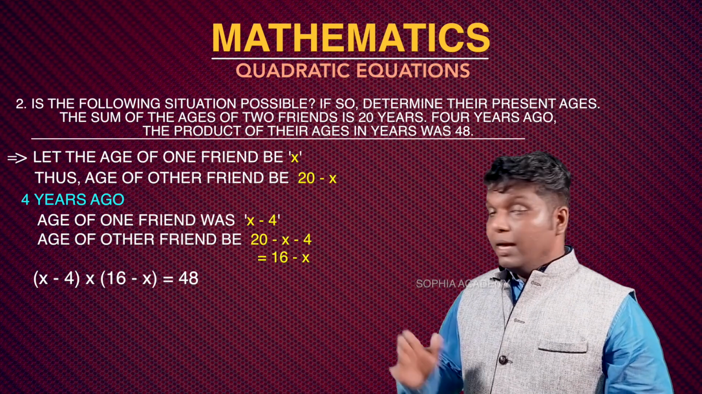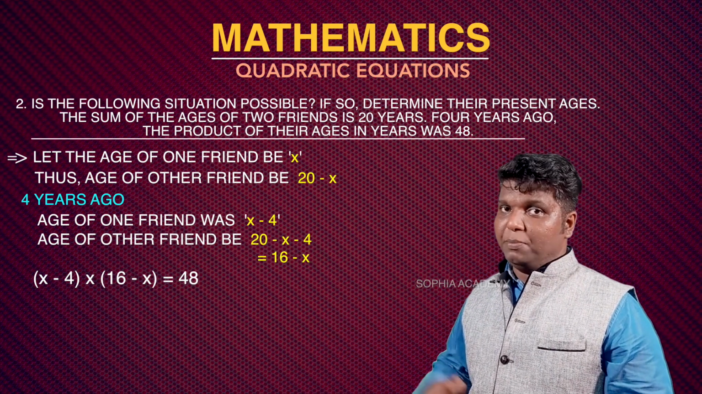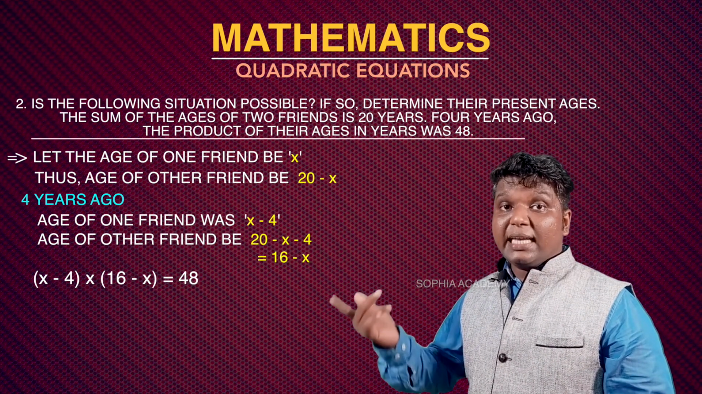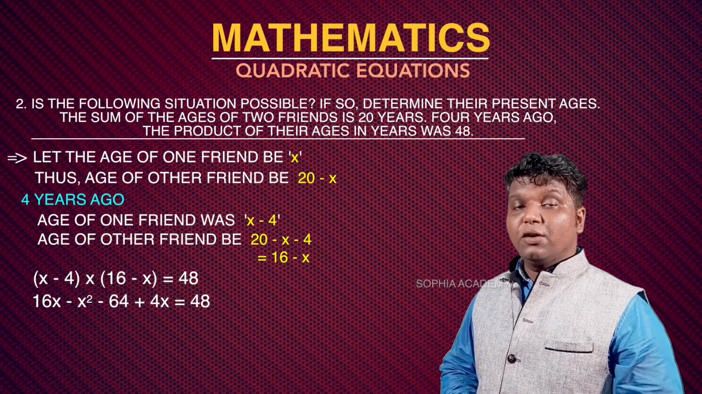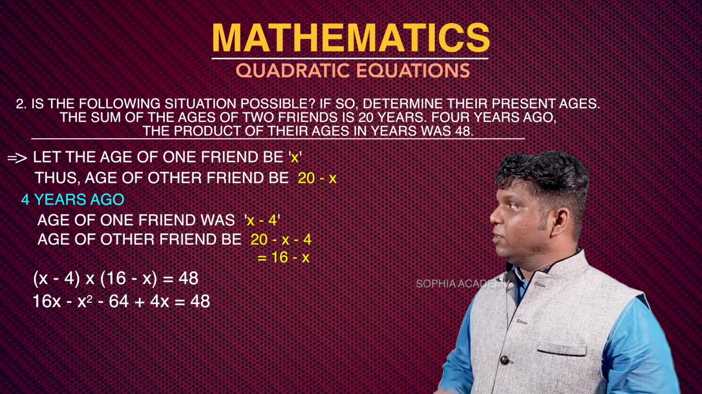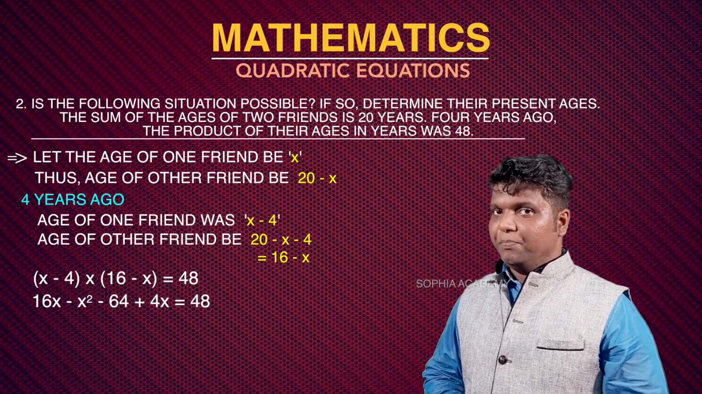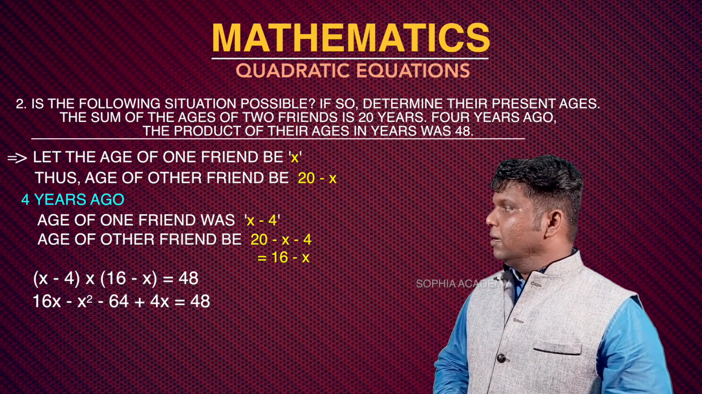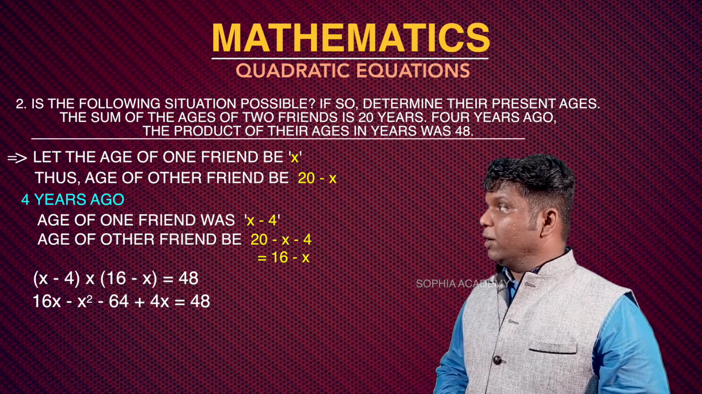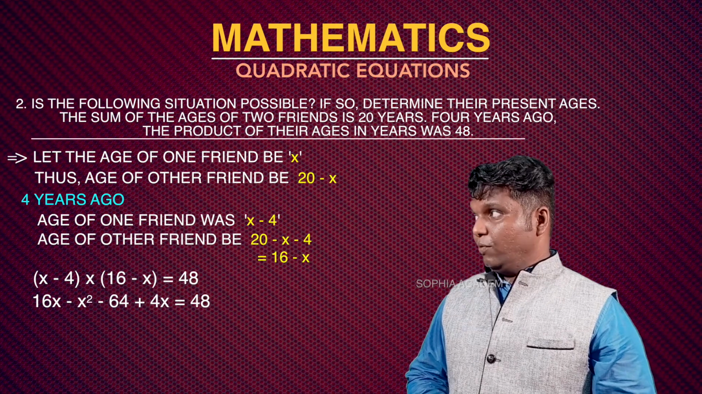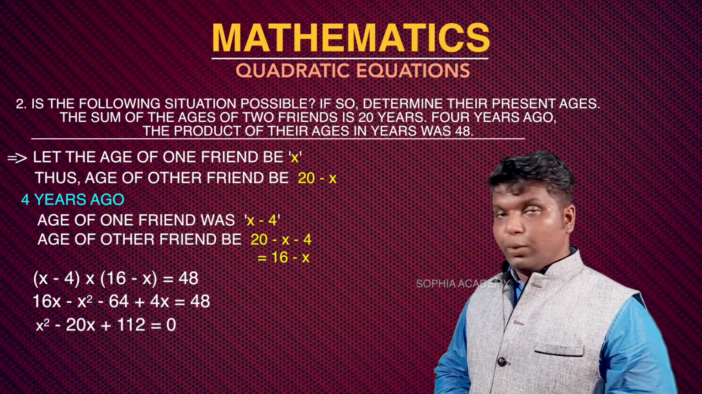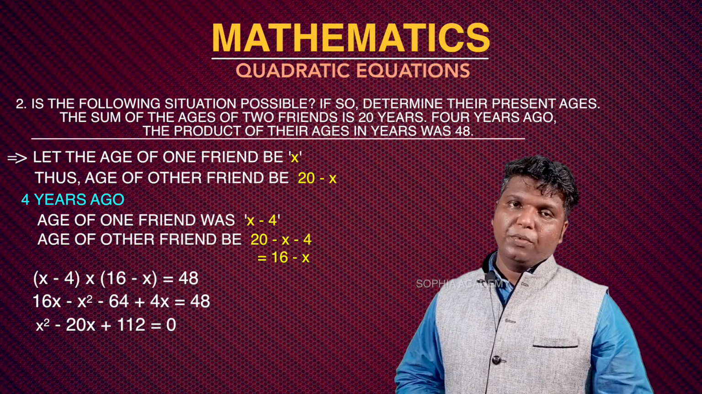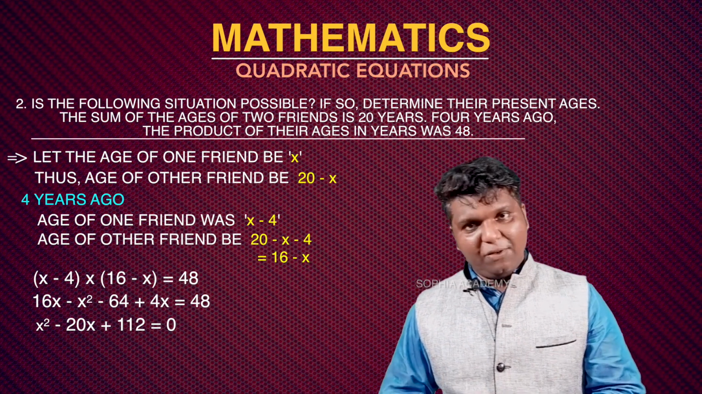Now let us solve this one. (X minus 4) into (16 minus X) means 16x minus x square minus 64 plus 4x is equal to 48, right? By solving this one, what will you get? Finally, you will get a quadratic equation, and here goes the quadratic equation. It will be x square minus 20x plus 112 is equal to 0. So you got the quadratic equation in the standard form.